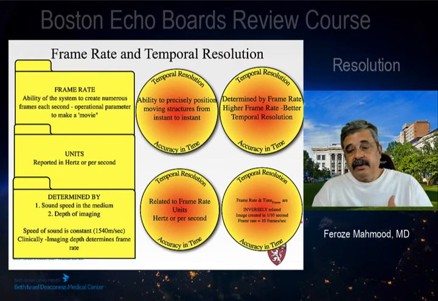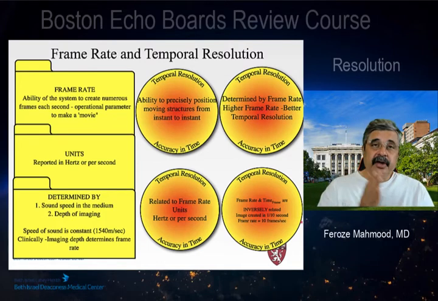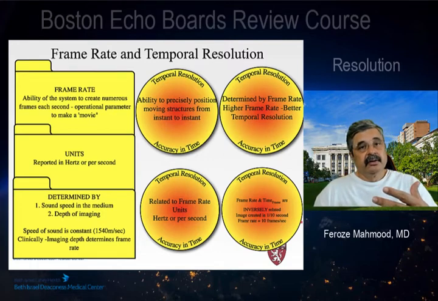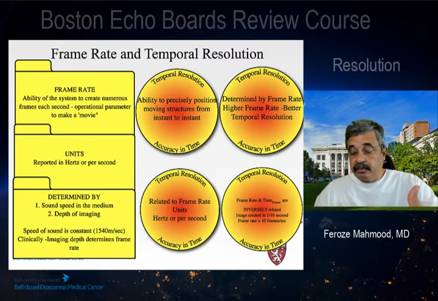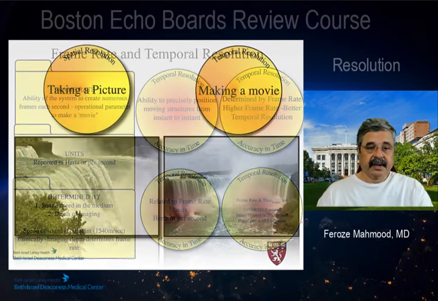It is inversely related to the number of images created in a tenth of a second, which means the more scan lines you have, the more time you take to create an image. The more time it takes for the sound to come back from a reflector determines the temporal resolution, which means the higher the spatial resolution, the lower the temporal resolution. The larger the depth is also an important determinant of how fast an image can be created.